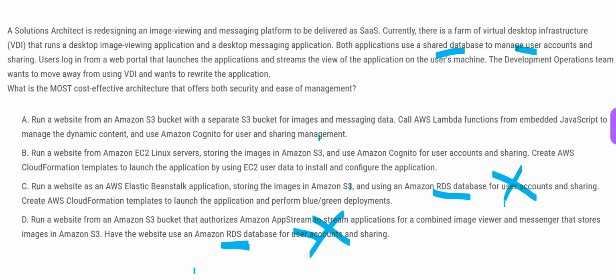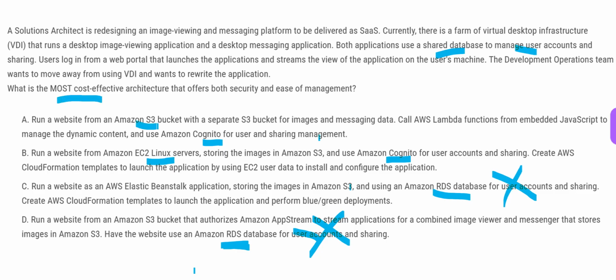Because, first of all, they're making use of Cognito here, which is the service you should use for user accounts. And here also, they are making use of Cognito. So one of them should be the answer. Let's dive in depth. Now, the problem with B is they are trying to make use of EC2 Linux servers, and that is not most cost effective. Using an S3 bucket is most cost effective.